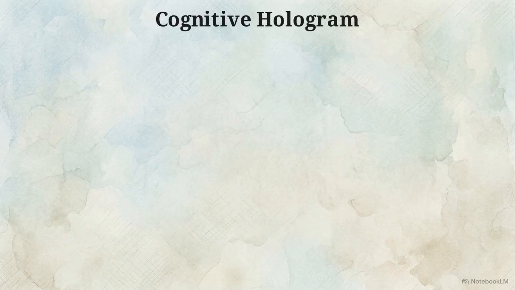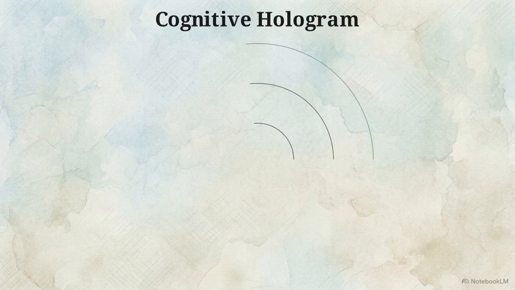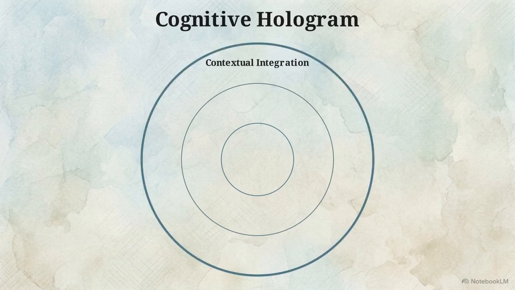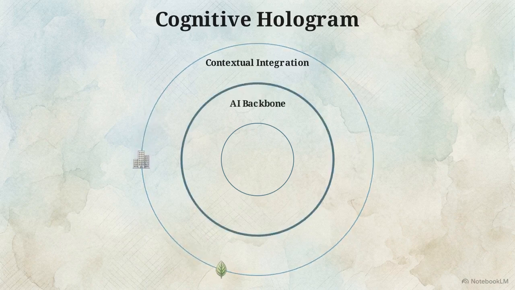This is the Cognitive Hologram. It is a structured, three-layer map designed specifically for navigating AI knowledge. The outer layer is contextual integration. This represents the external disciplines and real-world environments where AI capabilities are actually deployed and tested. The middle layer is the AI backbone. This is the stable map of deep learning systems, the actual terrain we move across.